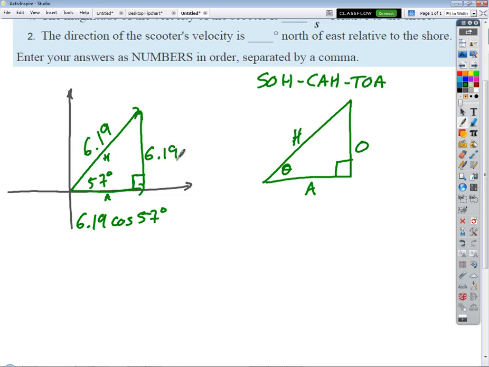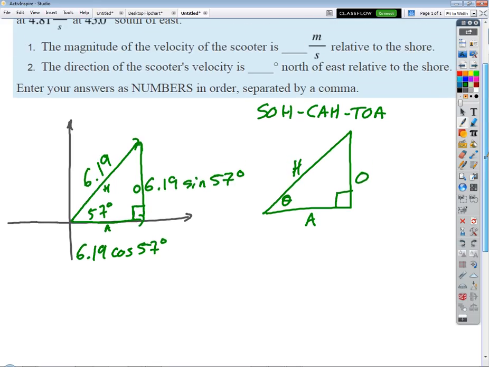6.19 times sine. Perfect. So we take the original 6.19, but it's got to be made a little bit smaller. It's not quite the full deal, so we make it smaller by multiplying by the sine of that angle, because 6.19 is the hypotenuse, and the Y component is the opposite side relative to the 57-degree angle. Are you with me? Okay, good. So that's something useful.